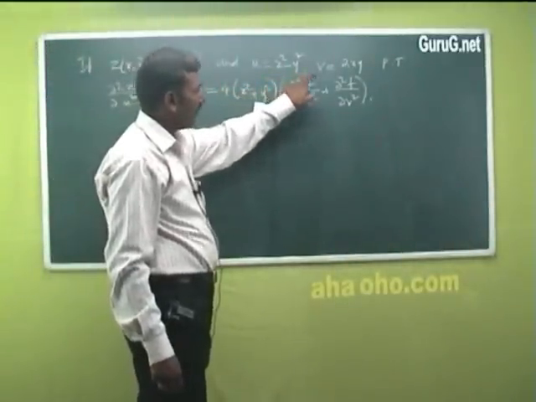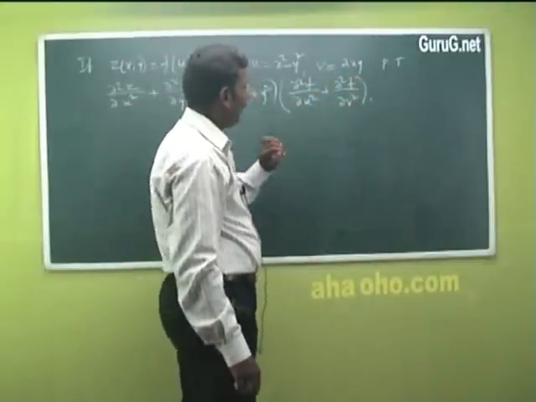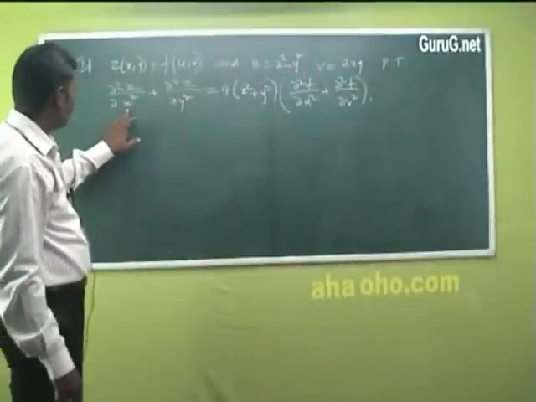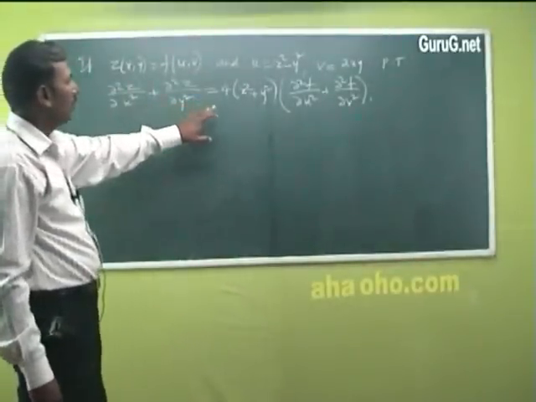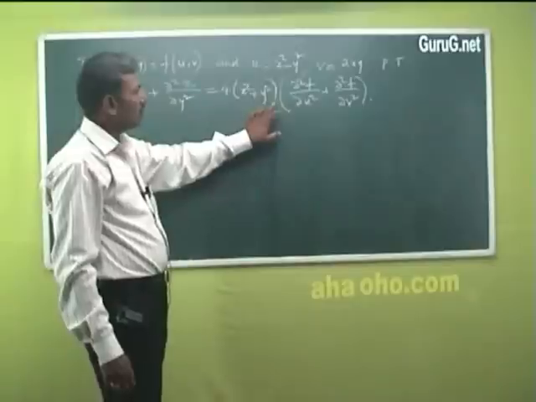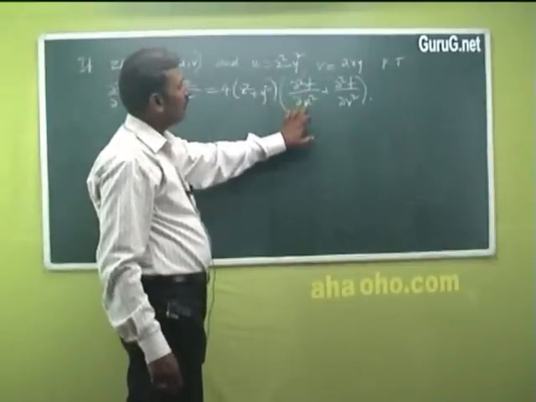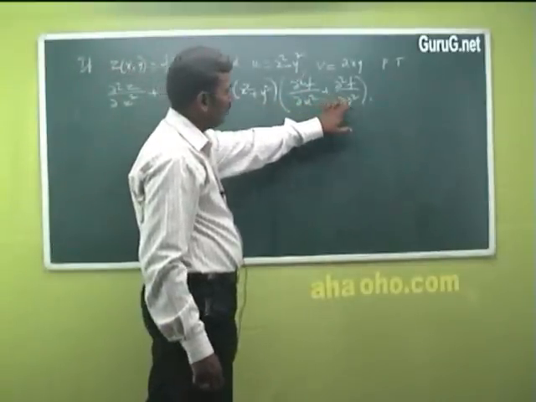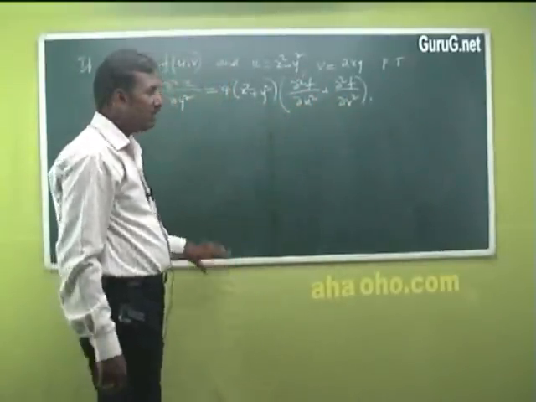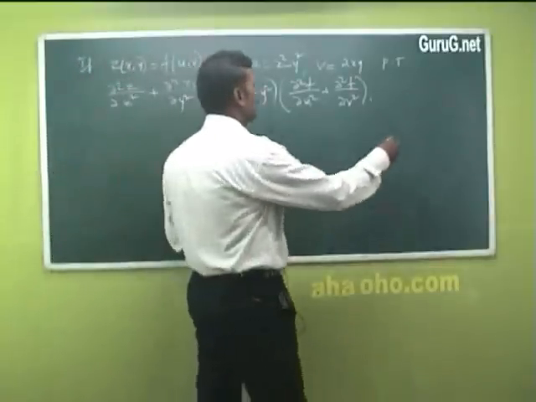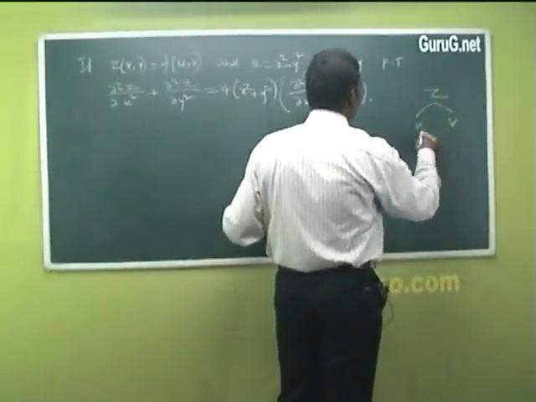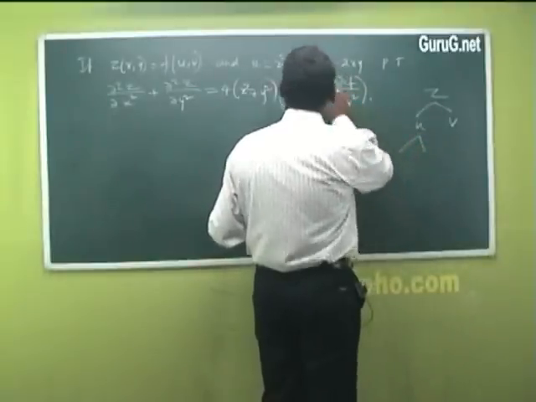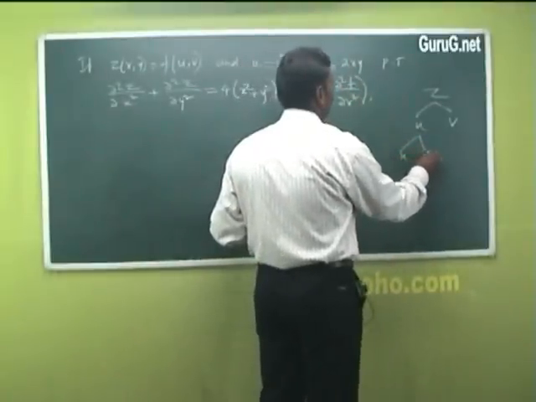So now, if z = f(u, v) and u = x² - y², v = 2xy, prove that ∂²z/∂x² + ∂²z/∂y² = 4(x² + y²)(∂²f/∂u² + ∂²f/∂v²). Right? So given z is a function of u and v, and this u and v are functions of x and y, right?